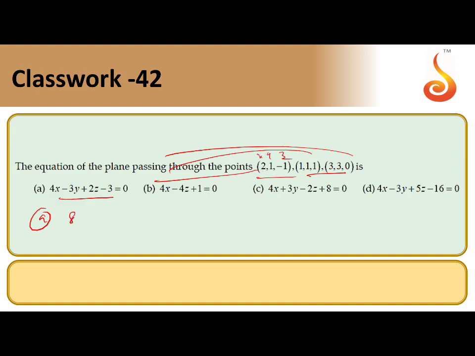So substitute the first point: 4 into 2 is 8, minus 3, minus 2, minus 3. That means minus 8 plus 8, 0, satisfies. Now (1, 1, 1): 4 minus 3 plus 2 minus 3, 6 minus 6, 0, satisfies. Third point, x is 3: 12 minus 9 plus 0 minus 3, so 12 minus 12, 0, satisfies. That means all 3 points are satisfied, so option A is the right answer.